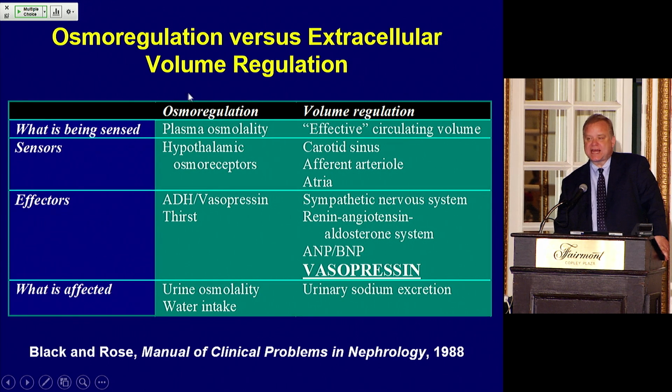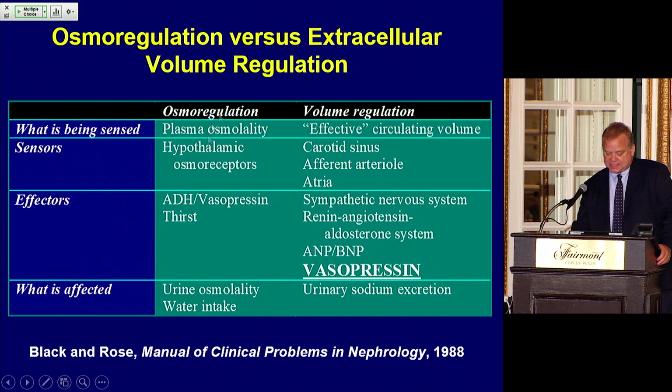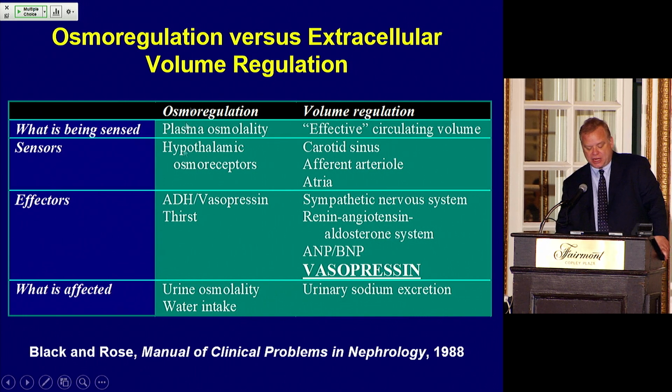In terms of what's sensed with osmoregulation, here we're sensing plasma osmolality. Here we're sensing the effective circulating volume or the arterial perfusion pressure. This is sensed by the hypothalamus, as we'll talk about. This is sensed by many different baroreceptors in the carotid sinus, the afferent arteriole, and also in the atria of the heart. Here the effectors are vasopressin and thirst.